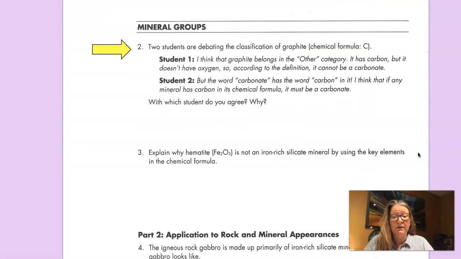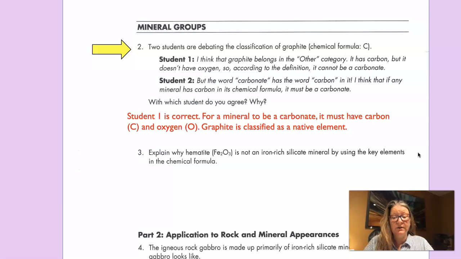Two groups of students are debating the classification of graphite. One student thinks graphite belongs to the other category, and the other thinks it's a carbonate. But student one is correct. For a mineral to be a carbonate, it must have carbon and oxygen. Graphite is actually classified as a native element since it's made of only one element, carbon.